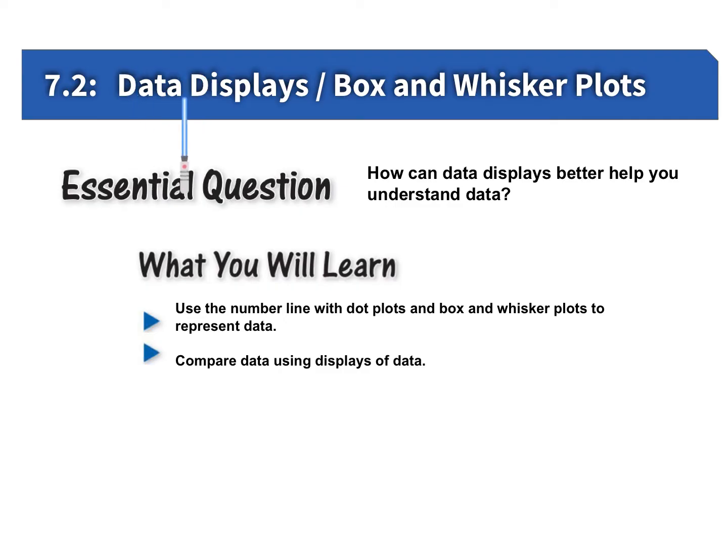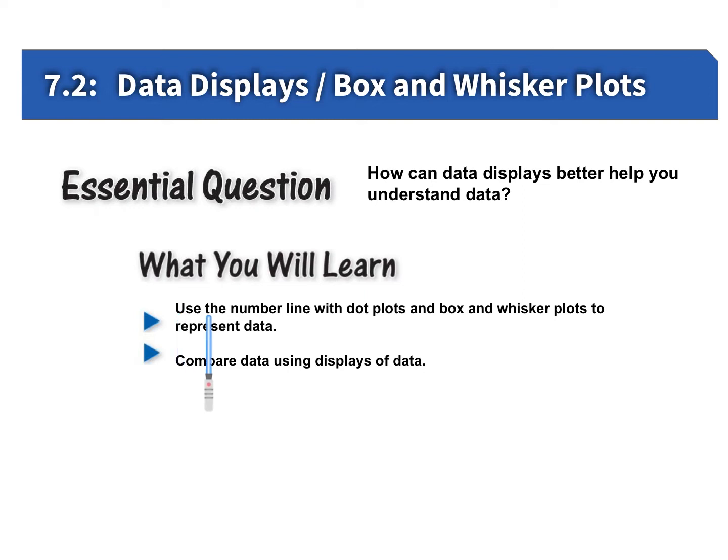7.2 is about data displays and box and whisker plots. We started this in class, but we're going to go over it again just in case anyone wasn't with us. The essential question I want you to be thinking about is: how can data displays better help you understand data? How can displays of data help you understand the data that you're looking at?